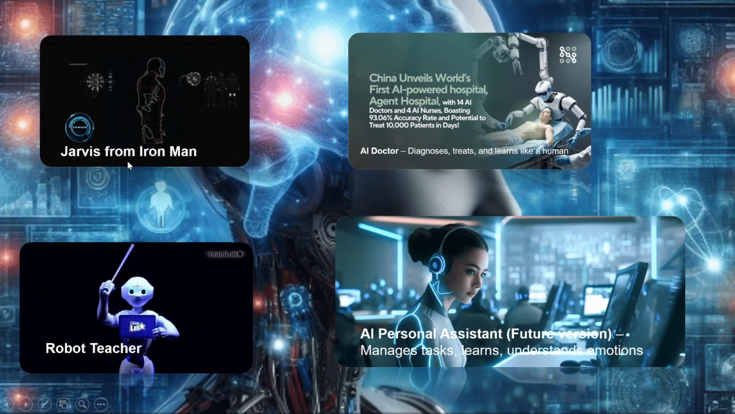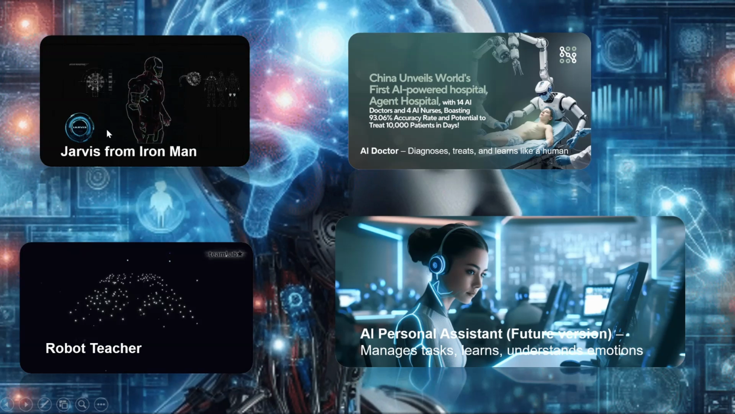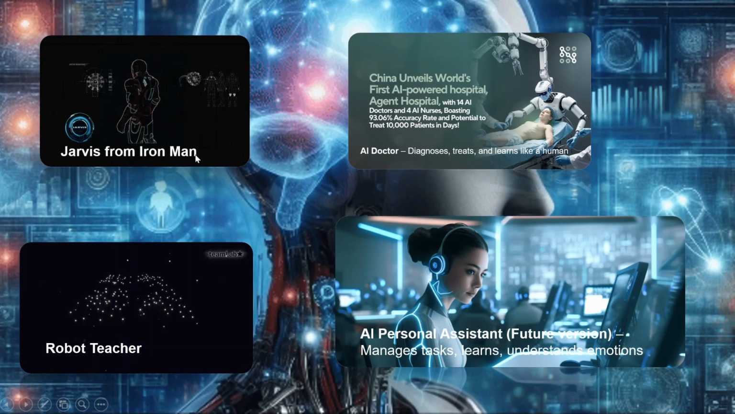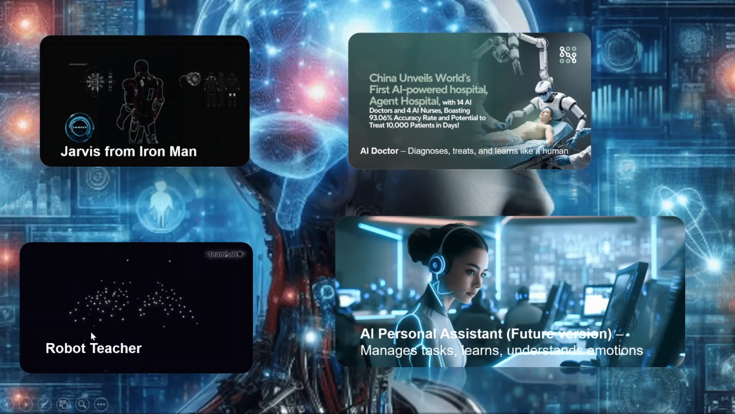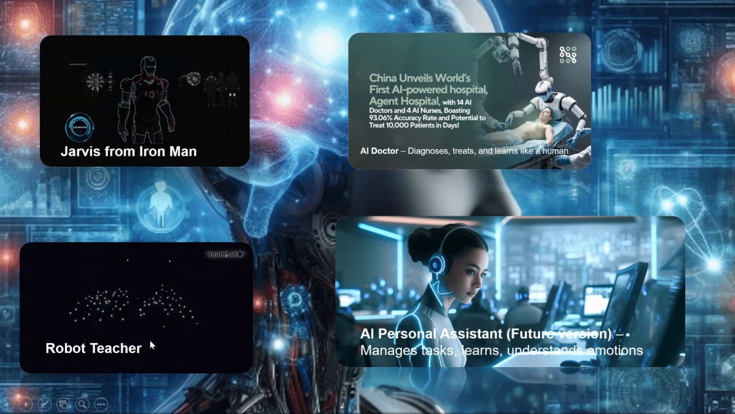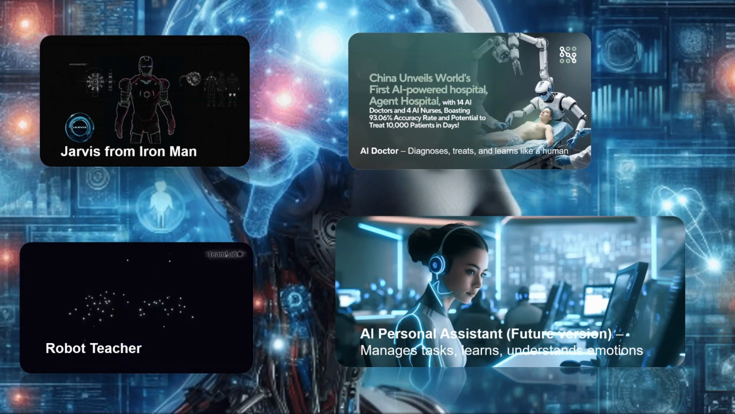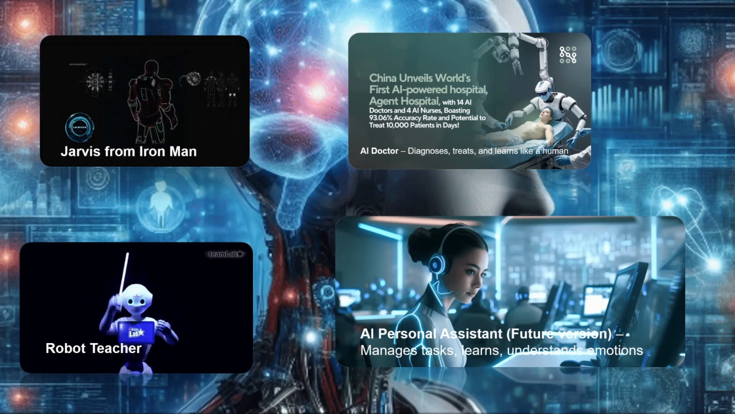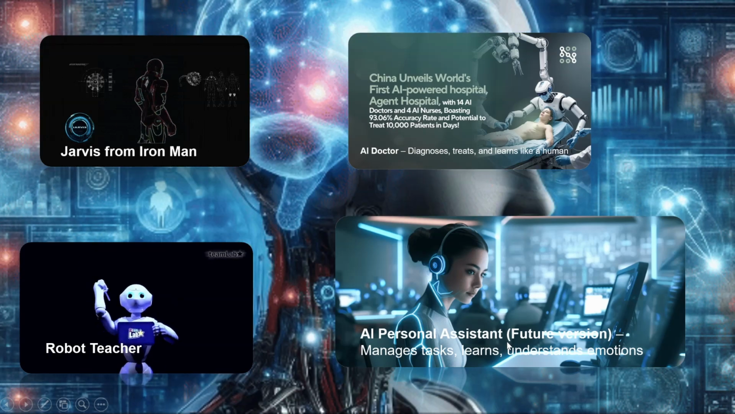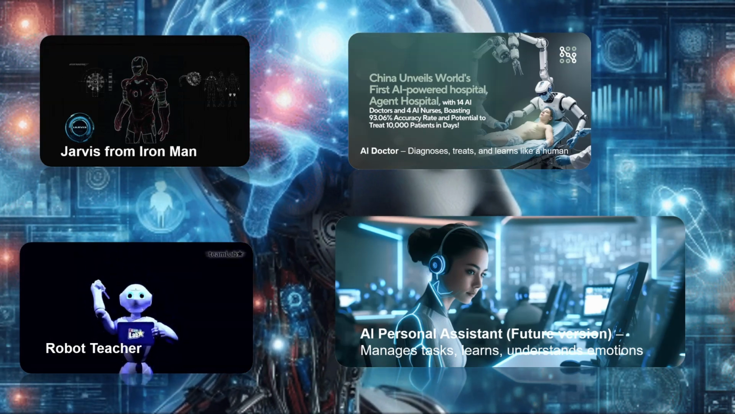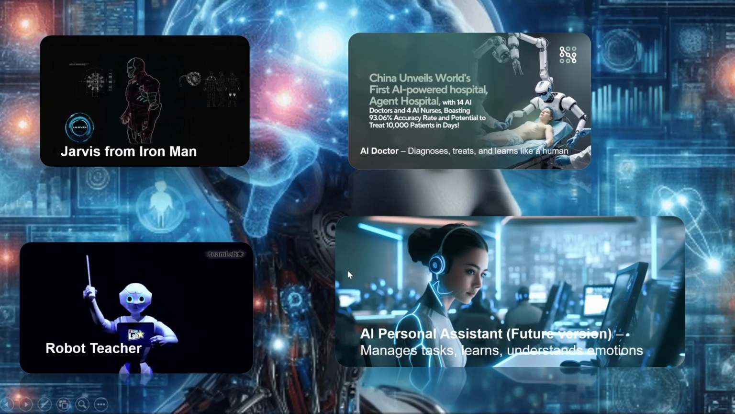For examples, in cinema there is Jarvis from Iron Man, which performs at three levels, like the hand, the iron suit, and the head helmet. Also a robot teacher, supervising students and unsupervised students. A doctor who recognizes and treats like that. And a personal assistant that talks, understands, learns emotions, and manages tasks. All about generative AI.